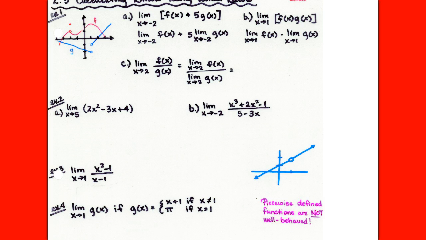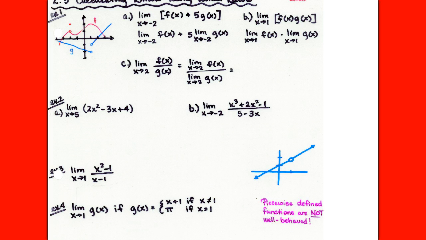If you have the limit of f of x minus g of x, you can find the limit of f of x by itself and the limit of g of x by itself and then subtract. Law number 4 says the same thing with multiplication. If you have f of x times g of x, you can find the limit of f of x by itself, the limit of g of x by itself, and then just multiply those answers.